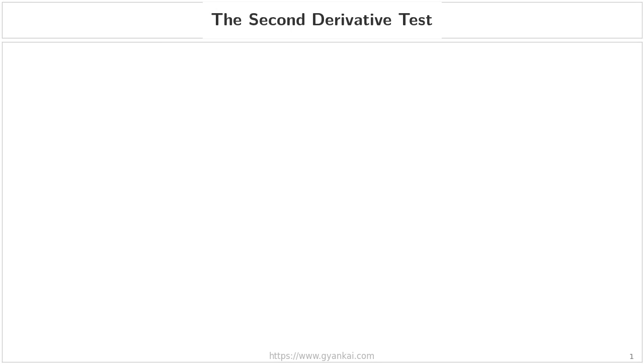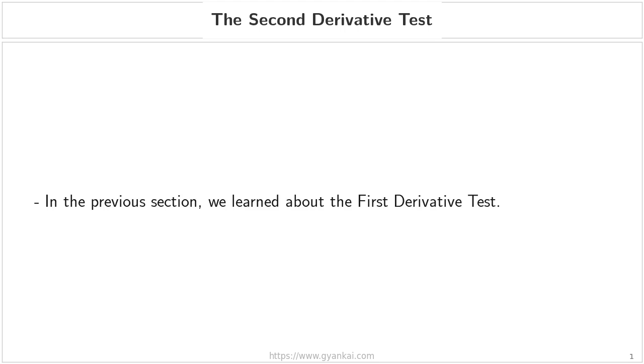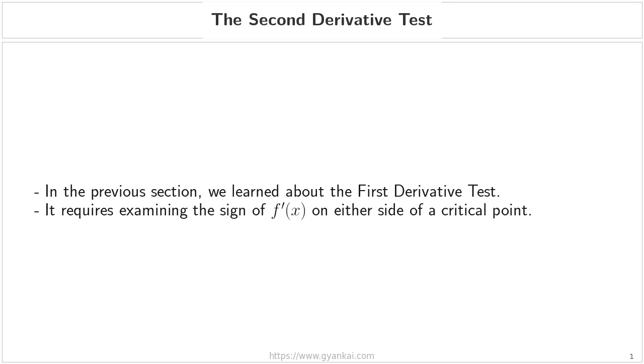Welcome, everyone. Let's begin our lesson on the second derivative test. To start, let's look back at what we have already covered. In the previous section, we learned about the first derivative test. As you recall, that method requires us to examine the sign of f'(x) on both the left and right sides of a critical point to determine the behavior of the function.